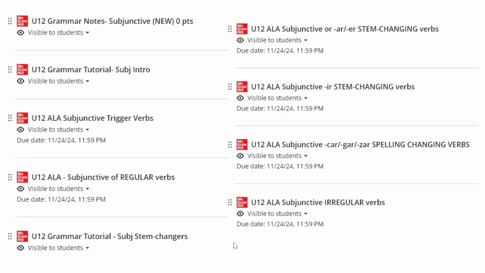Okay, this looks like a lot of work, but what I did was break everything down into tiny little bits and pieces. So I found some grammar notes. This is worth 0 points. It does have some questions that go after it. These are great grammar notes, so you can look at those. Then you can do your grammar tutorial. Then you're going to do these ALAs, which are super tiny. What are some triggers? Then we're going to do the regular subjunctive, our stem changing subjunctive, our AR-ER stem changing, our IR stem changing, our CAR-GAR-ZARs, and then the irregulars at the end. So one step at a time.